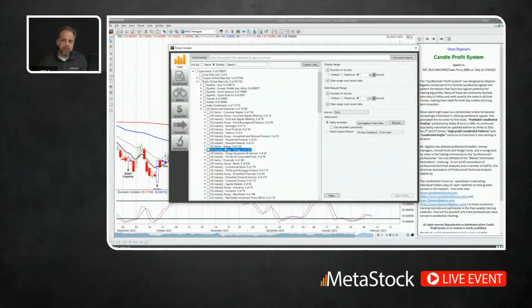We do have some pre-built scans that are part of the universe scans, and they scan for stocks that are above $5. I actually have a pretty good guide that I put together. If anybody wants to see the guide on how to create a price and volume scan in MetaStock, I have an article up on our blog that I put together several years ago that walks you through it.